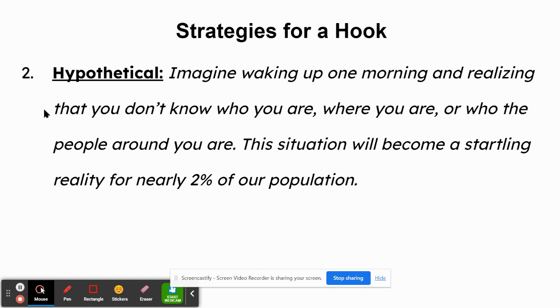Another way of doing the hook would be to create a hypothetical, something that didn't happen, but you're asking the audience to put themselves in the place of somebody that this would happen to. So, imagine is a good way of starting one like this. Imagine waking up one morning and realizing that you don't know who you are, where you are, or who the people around you are. This situation will become a startling reality for nearly 2% of our population. At that point, you would have to transition to get to where your thesis statement is. So you need one or two sentences as a transition to get there. But that is a hook that will get people interested in your presentation.